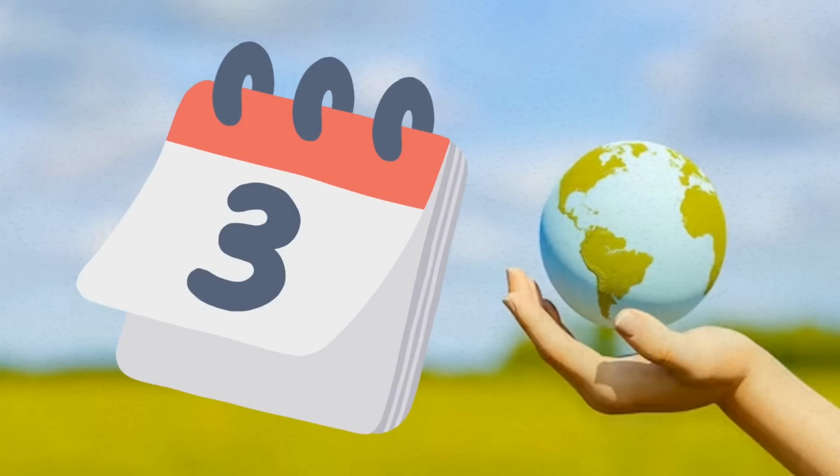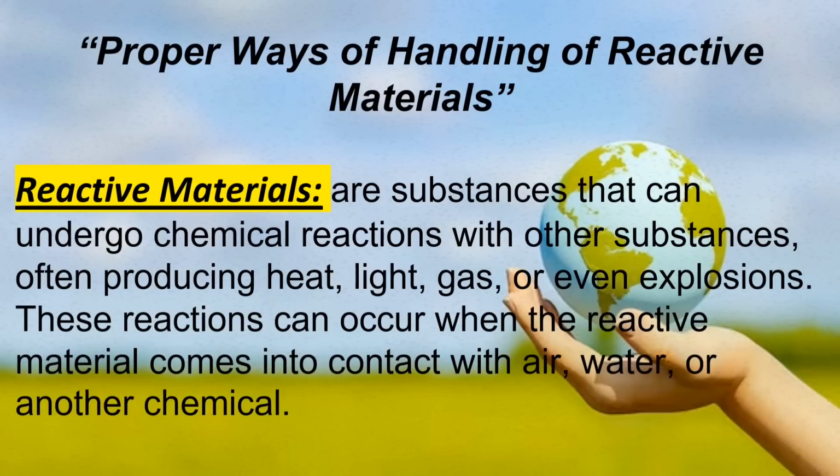Okay, for day 3, we are going to focus on proper ways of handling of reactive materials. Now, what is a reactive materials? These are substances that can undergo chemical reactions with other substances, often producing heat, light, gas, or even explosions. These reactions can occur when the reactive material comes into contact with air, water, or another chemical.